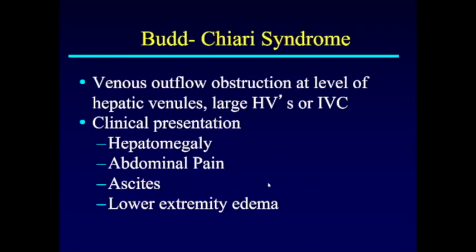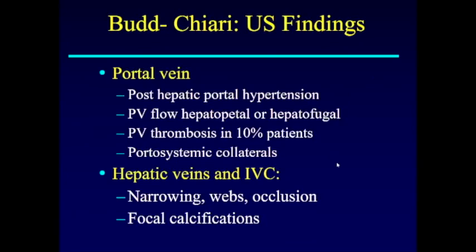So the outflow obstruction of the veins occurs at the level of the hepatic venules, the large hepatic veins, or the inferior vena cava in Budd-Chiari syndrome. These patients have a very nonspecific clinical presentation. They come in with a large liver, they have pain in their abdomen, they might present with ascites and also lower extremity edema.